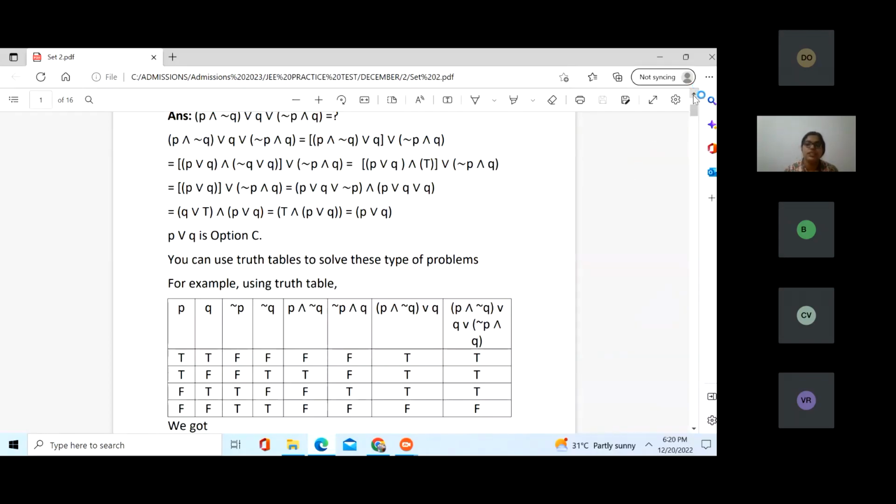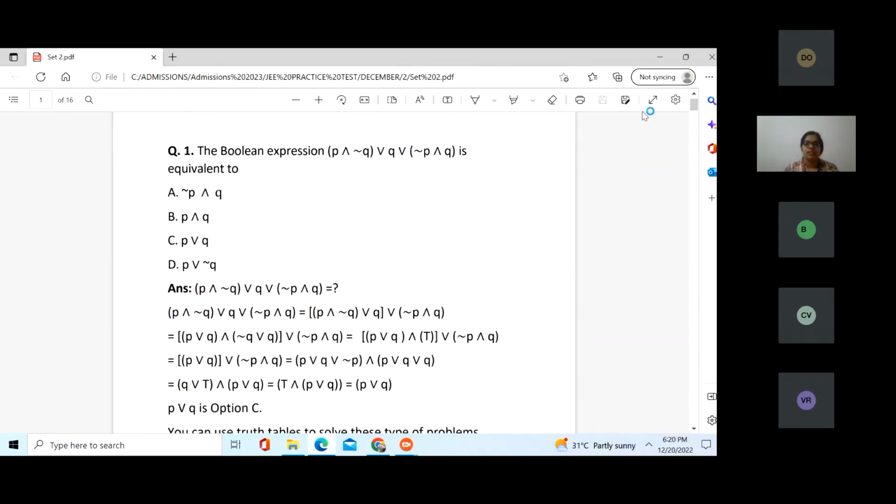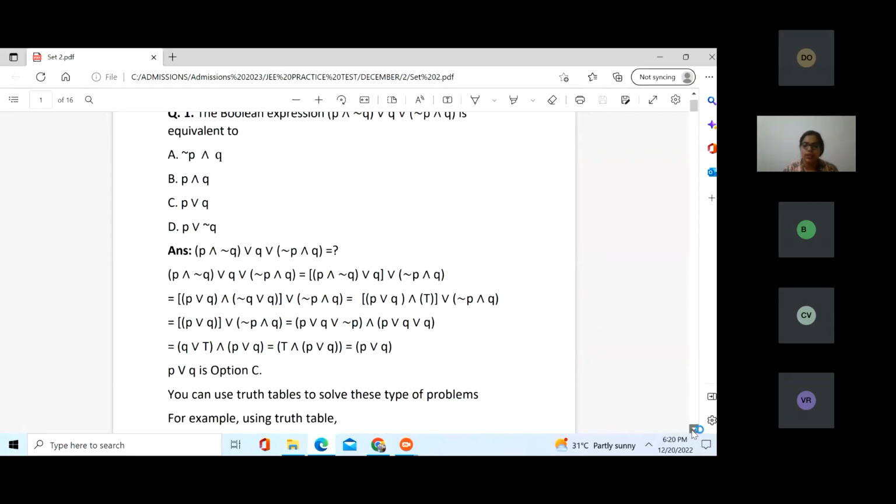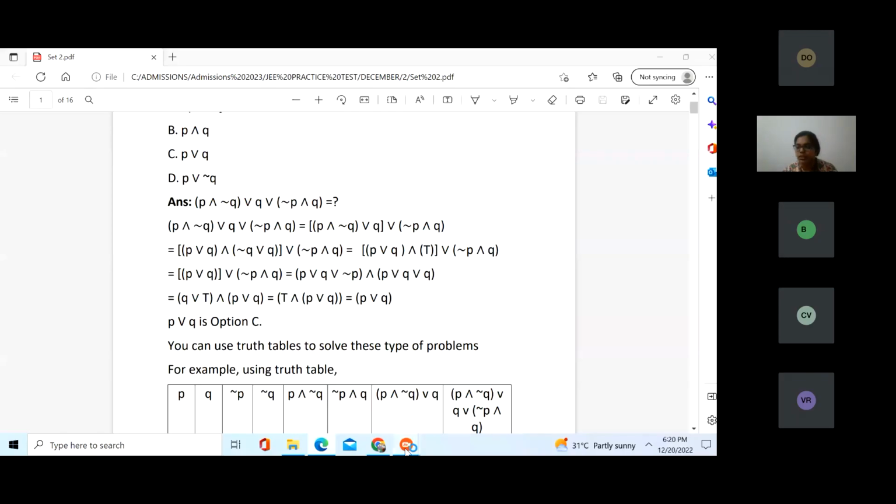That's the first step everybody should understand. So how this expression can be simplified: taking this as one part, then applying the formula, and you'll be able to solve this. That's the first method. So I hope this method is clear to everyone.